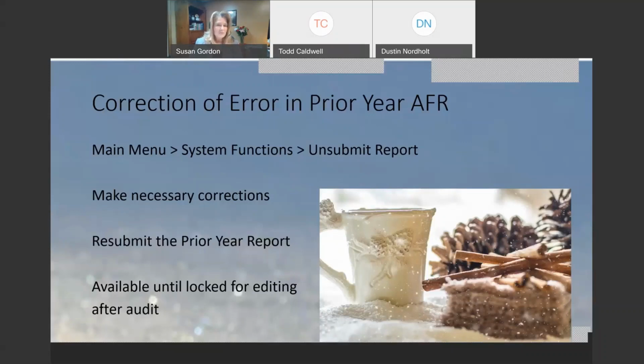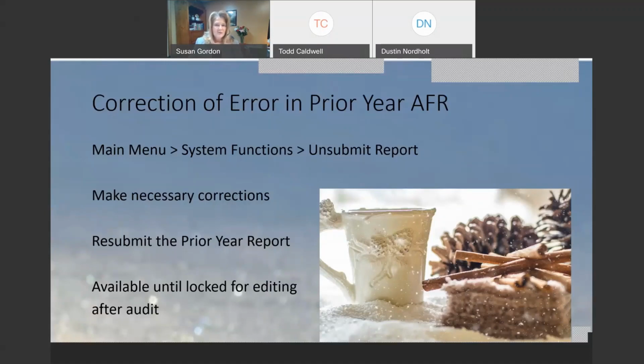So on the AFR, you'll go to the main menu, Systems Functions section, and you'll just unsubmit the report. Where it says Submit Now, it'll say Unsubmit. So you can unsubmit the report, you can make whatever corrections you need to make, and then you can resubmit that prior year report. Make sure you resubmit it and don't leave it unsubmitted.